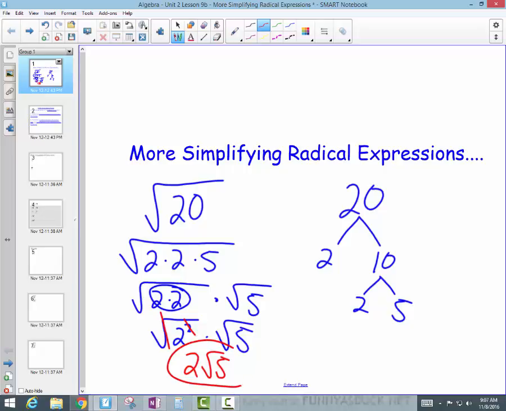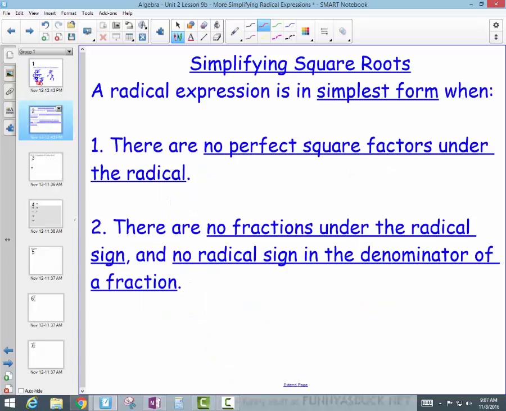Now, none of that is new today. That's what we've been working on so far. And we talked about having no perfect square factors under the radical and what it means to simplify radical expressions. Today, we're going to step it up on you a little bit. As you know, this is what we talked about. We said to make sure that the radical expression is in simplest form, there are two things that we really need to see.